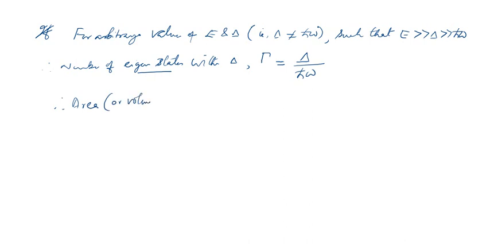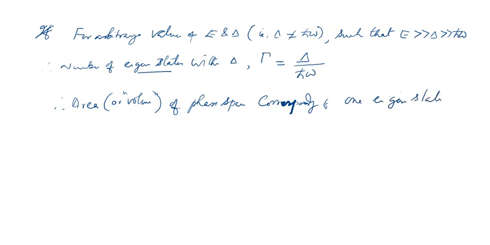Area or volume: area here is equivalent to the volume of the phase space, the area of the phase space. Therefore, how much area of the phase space will correspond to one eigenstate? That's what we're going to calculate. So this is the number of eigenstates, gamma. The area of the phase space corresponding to one eigenstate, let me call that omega 0.